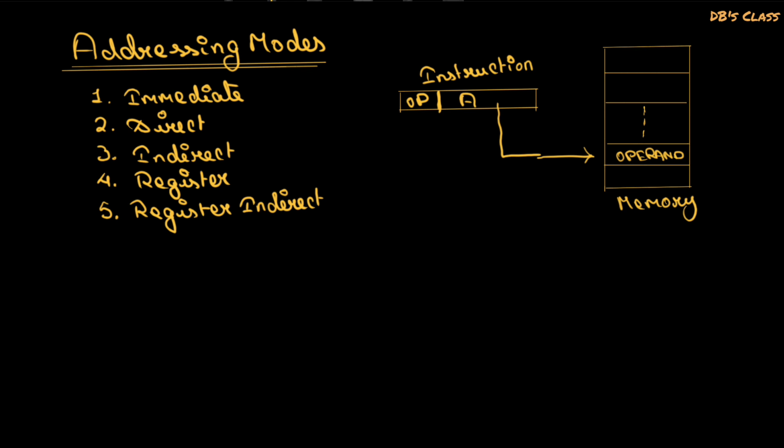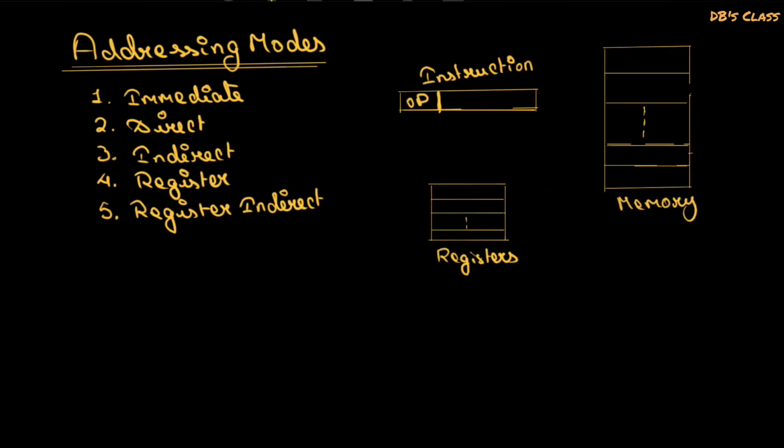Now let's go to the third one. In indirect addressing mode, we have the address of a memory location that holds the address of another memory location where the operand is present. That is why it is known as indirect addressing mode, where the instruction holds the address of a memory location, which again holds the address of the location where the actual operand is present.